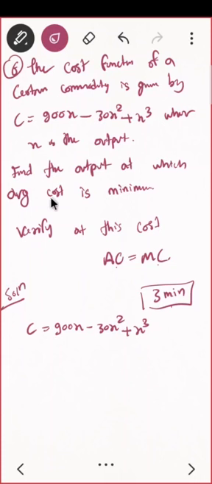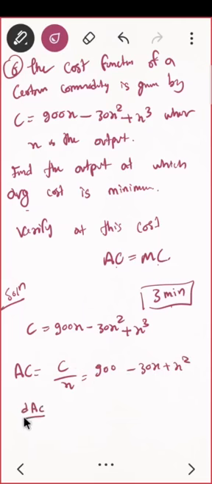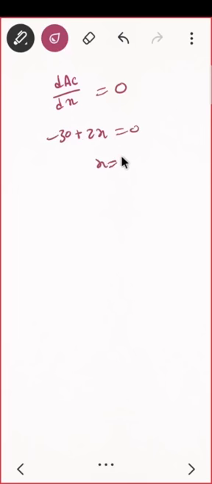The question they are asking, average cost is minimum. So first thing you have to find average cost. How will you calculate average cost? That is AC, that is C upon x, correct? So it will be 900 minus 30x plus x square. You have to check minimum or maximum, so you have to find derivative of average cost. That will be minus 30 plus 2x, correct? Put derivative equal to 0, and if you put this, you are having x equal to 15.